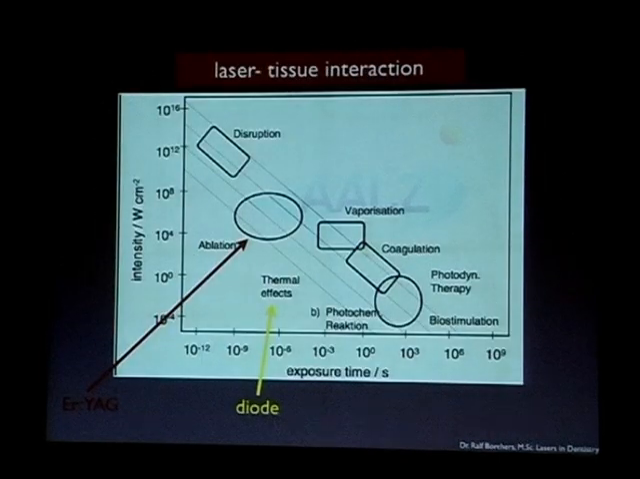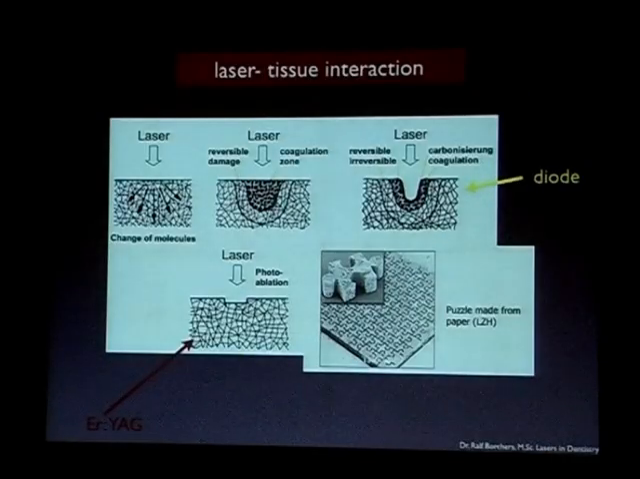When we use lasers, we have different laser tissue interactions. So when we are using dyed lasers, we can only create thermal effects. And when we use erbium or erbium chromium YSGG lasers, we can even go higher and create ablation effects. But what are the differences?